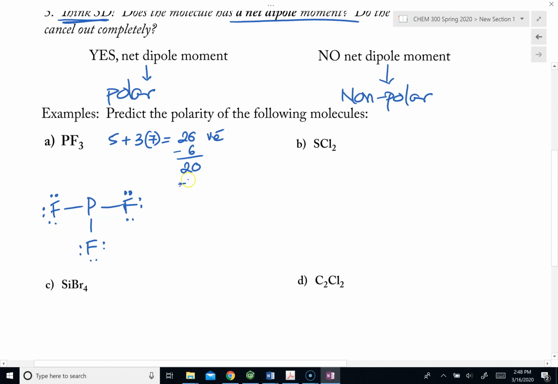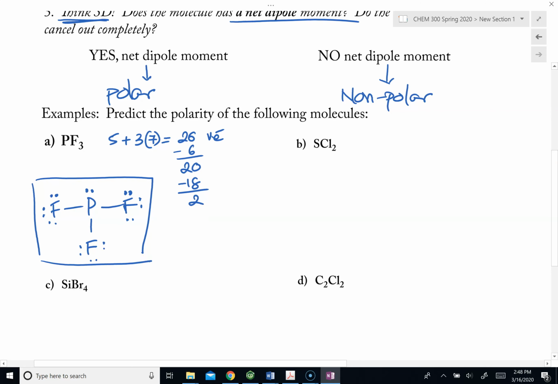And now that's 18 right there. And now we have 2 remaining. So what do we do with the remaining 2? The answer is to give them to the central atom to complete the octet for the central atom. So that is the Lewis structure of this molecule. And if we were to determine the formal charge, all of these atoms would have a neutral formal charge. And its overall charge is 0 as well. So that will be the Lewis structure of this molecule.